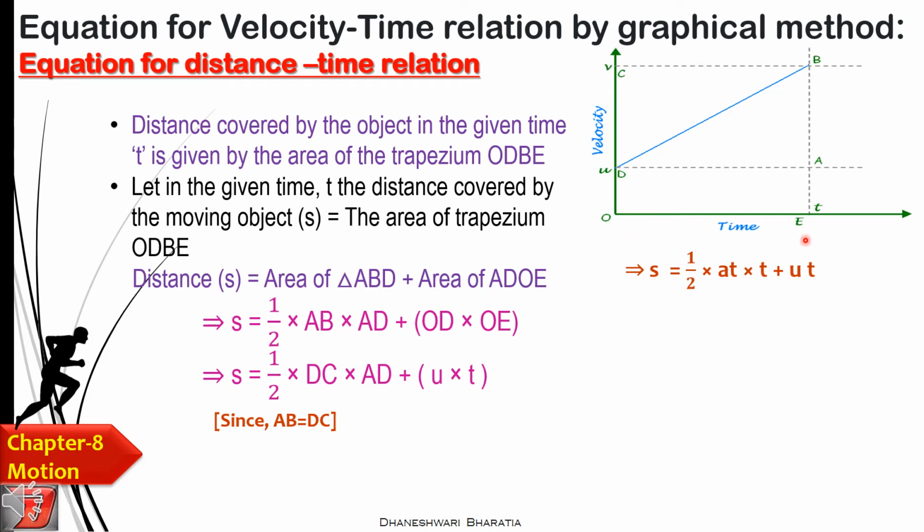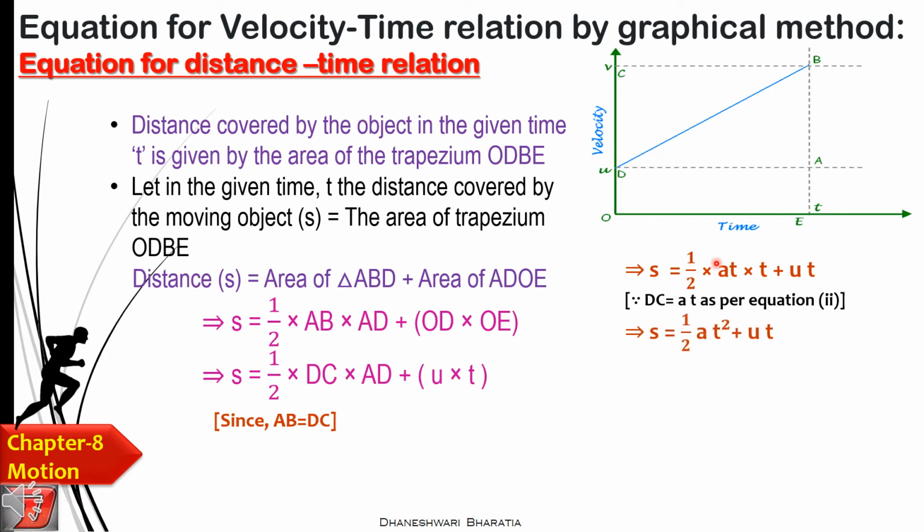And what is AD? This AD is T. Why? Because this is a rectangle and opposite sides are always equal. So if OE is equal to T, this AD will also become T. So I have substituted the values like this, AT into T, and this is UT, right? So it will become, you can go through the previous slide for this substitution.